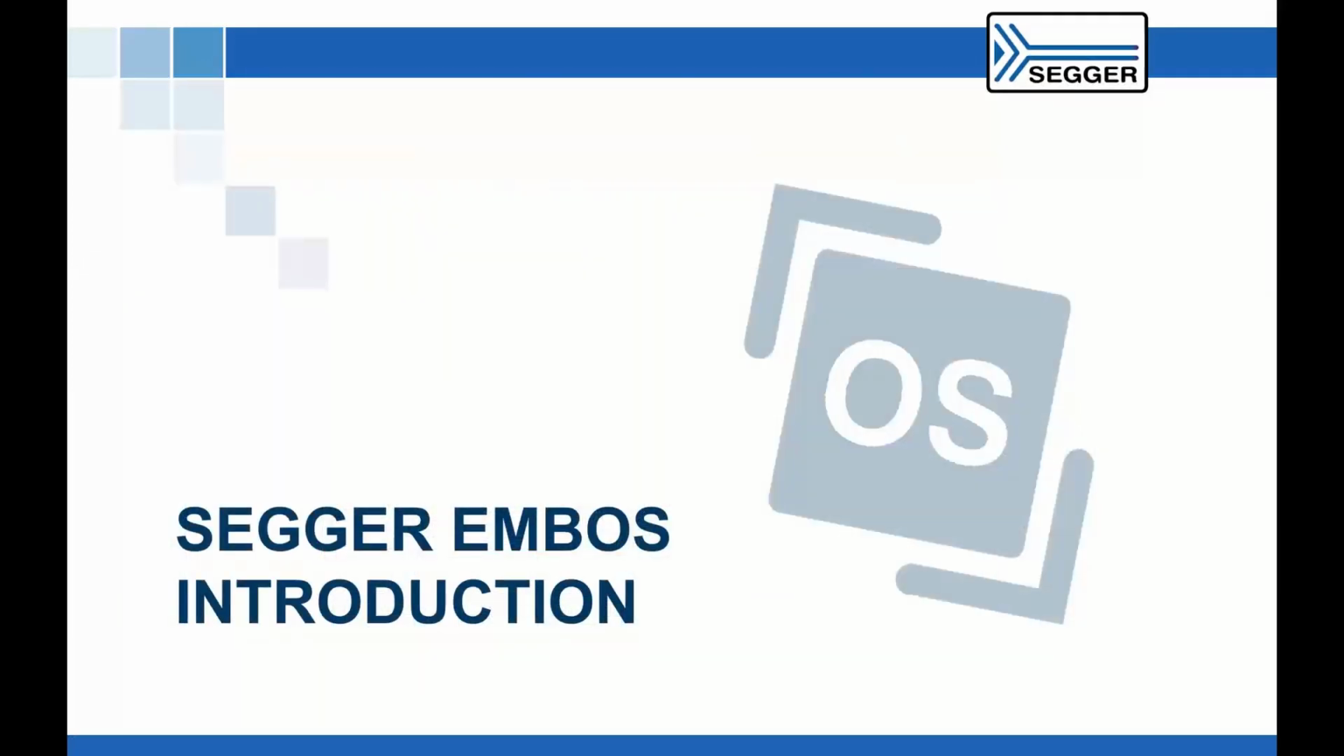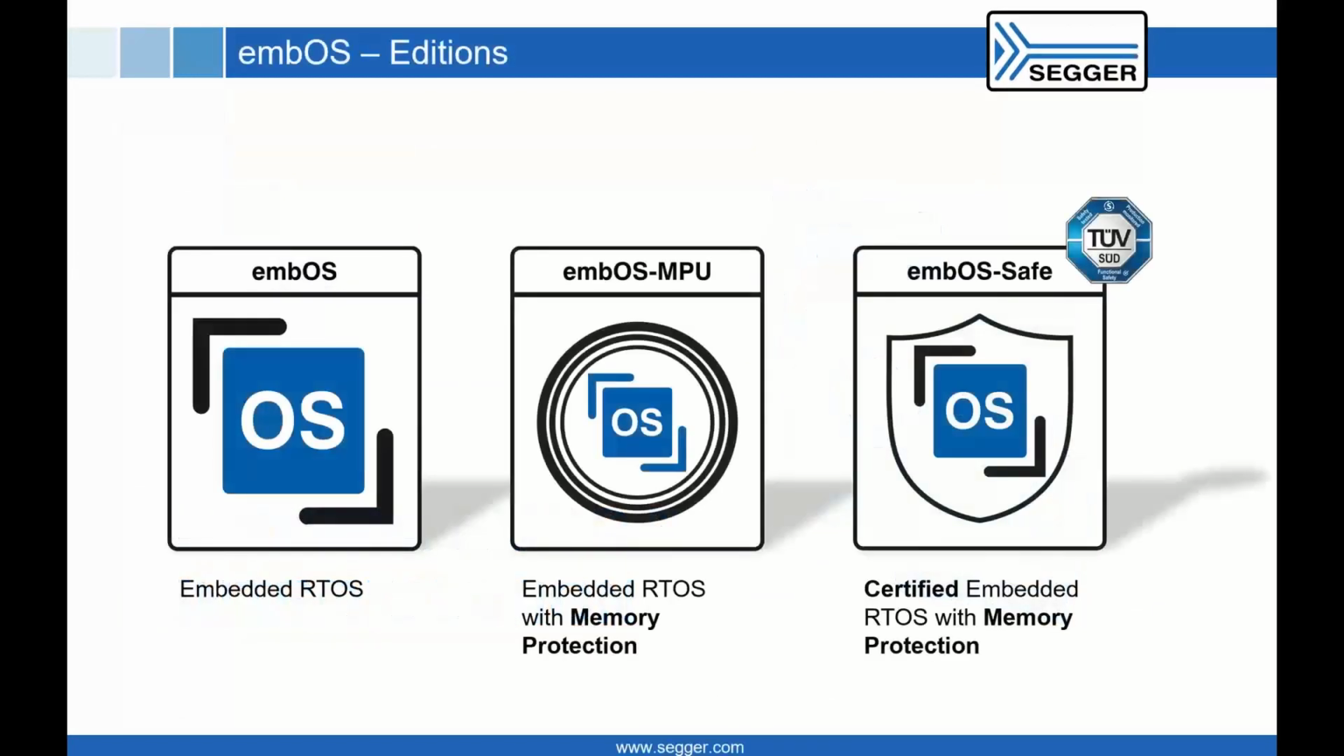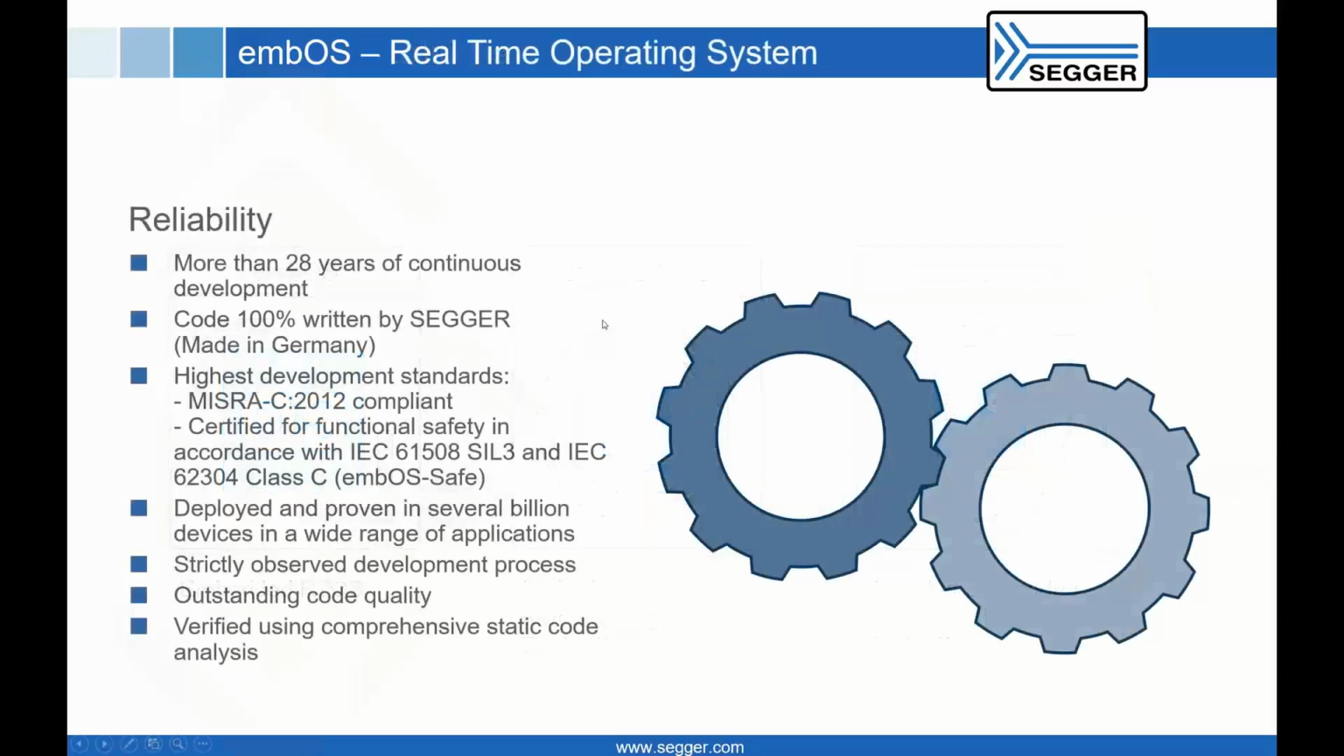All right, then really quick about embOS. embOS is our real-time operating system. It's available in 3 editions. Just the regular embOS, then there's an edition that offers MPU support, memory protection unit. And then we also have embOS-Safe, our version of embOS that is certified for functional safety. There are several aspects of embOS that we talk about. One is reliability.